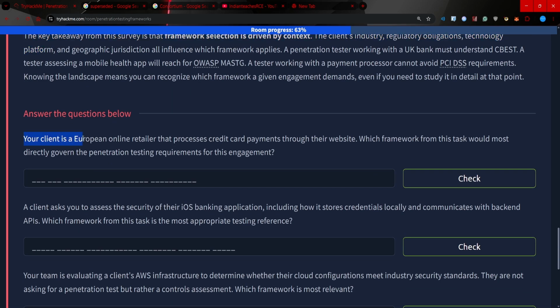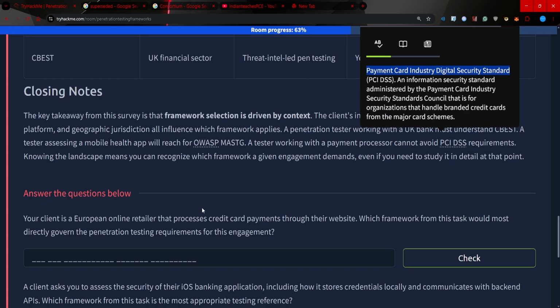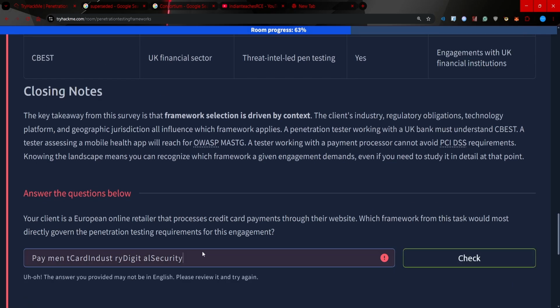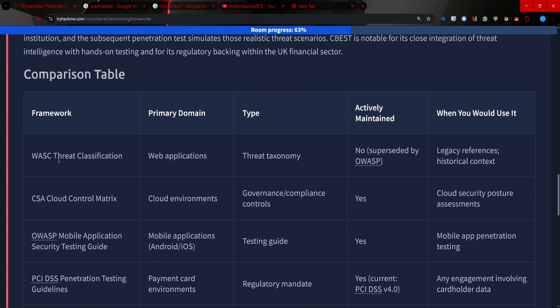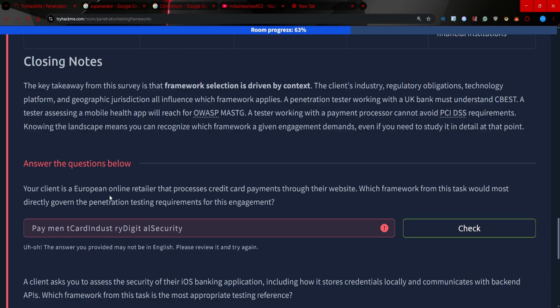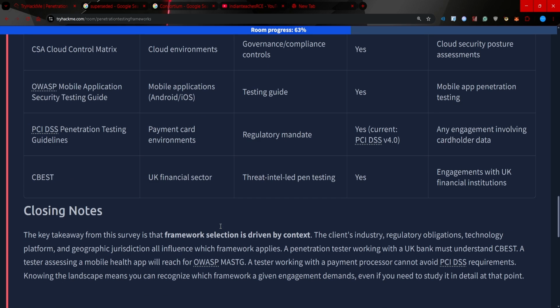Let's see. Your client is a European online retailer that processes credit card payments through their website. Which framework would most likely govern the penetration testing requirement for this engagement? So, of course, we are going with credit cards, so it should be PCI DSS, right? Let's go with this one. But it's not, because they are going to ask for the web application, because it is an online retailer, right? Through their website. So we are going to test the website.